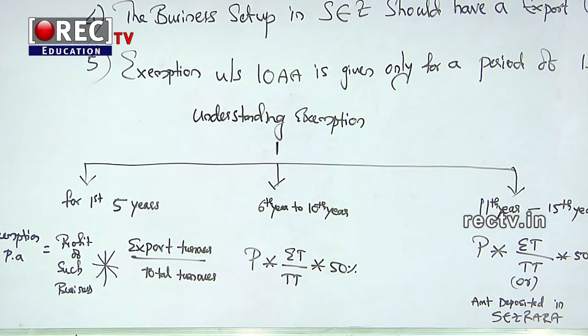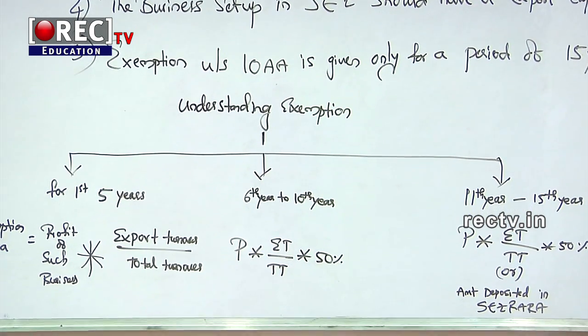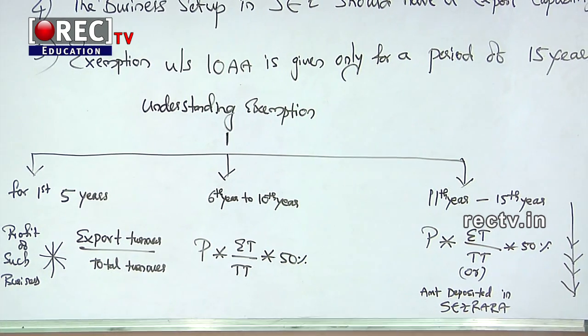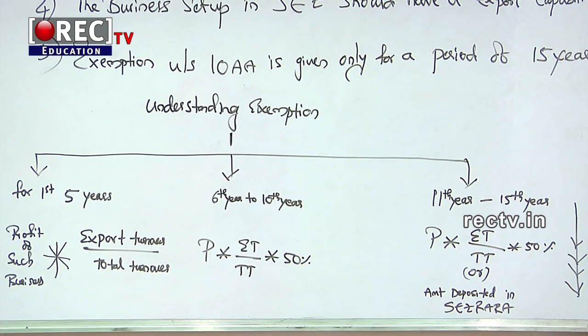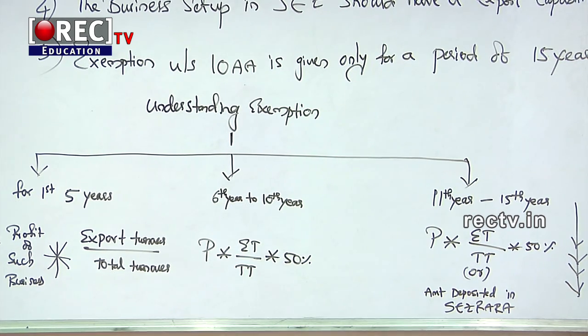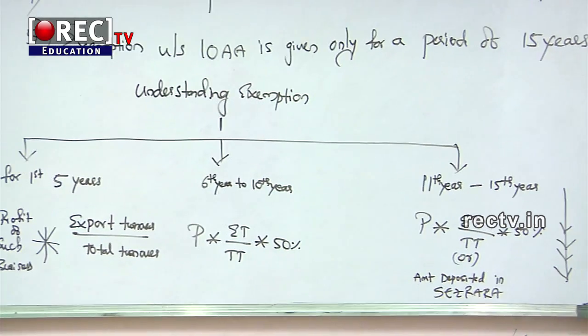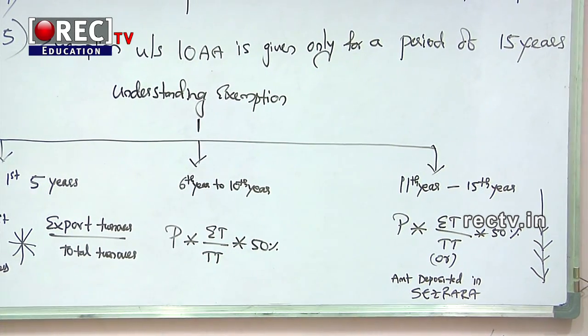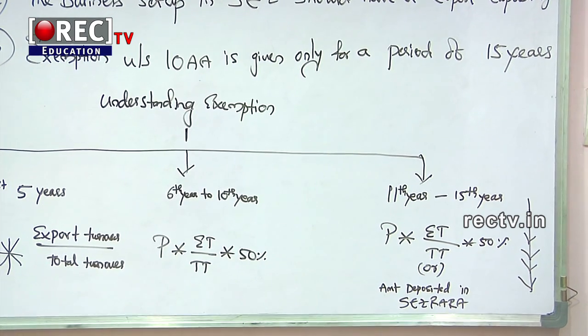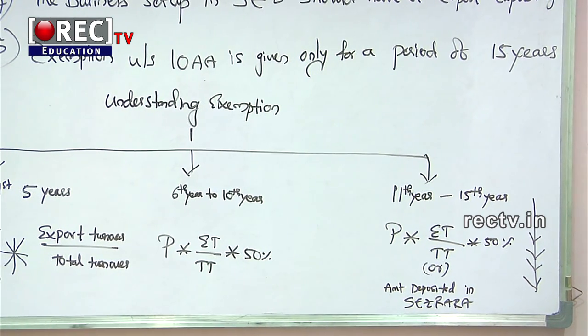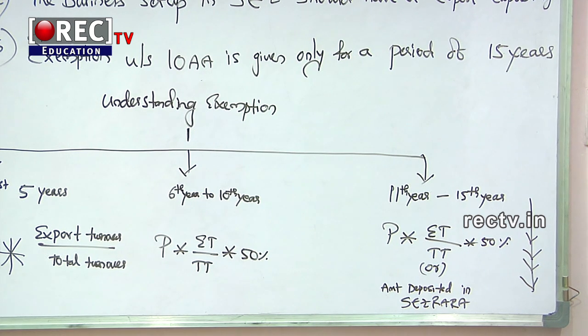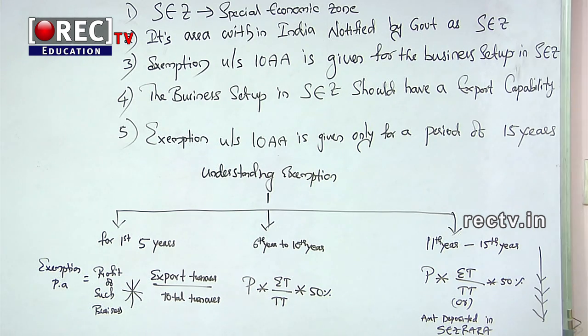After 5 years, from the 6th year to the 10th year, the same formula which you have seen for the first 5 years applies, into 15%, that is profit into export turnover divided by total turnover into 50%. Now for the 11th year to the 15th year, profit into export turnover divided by total turnover into 50%, or the amount deposited in SEZRARA, whichever is low, is given as exemption.